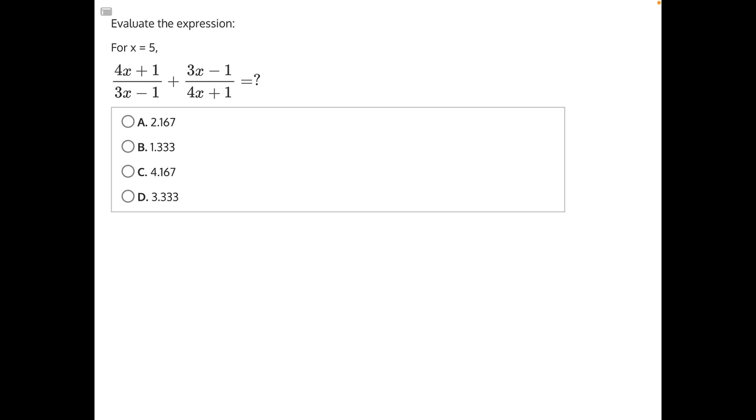To solve this question, we need to substitute in our known variable for every value of x. Then we need to use order of operations to simplify. Let's start by doing those substitutions. We have 4 times x, which is 5, plus 1 over 3 times x, which is also 5, minus 1.